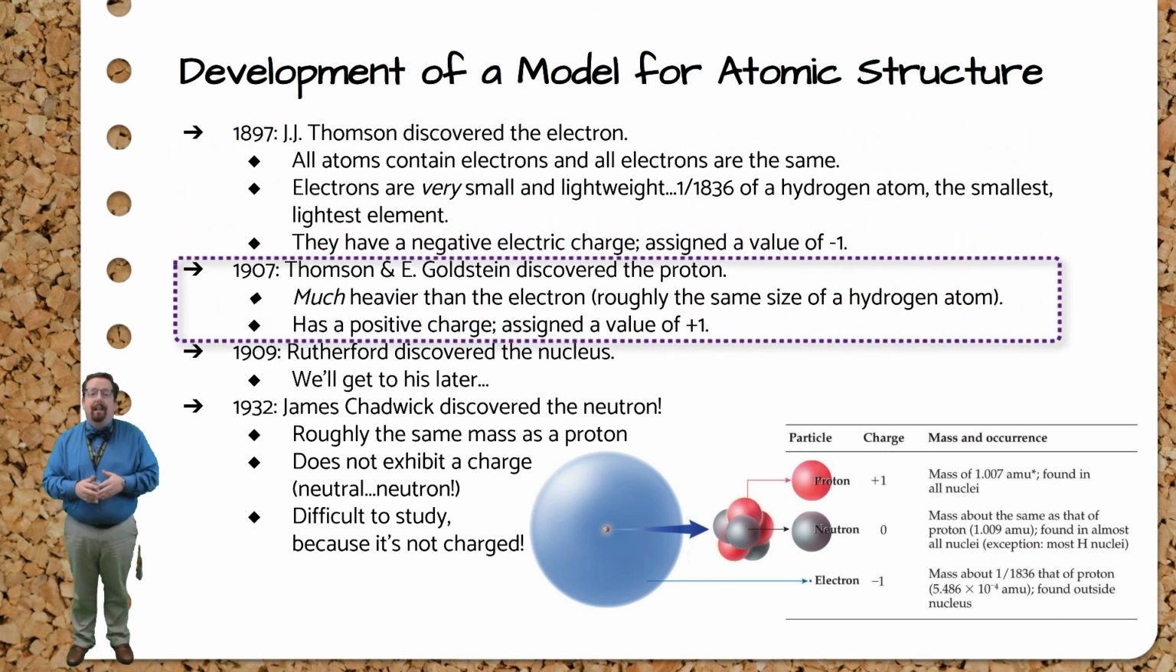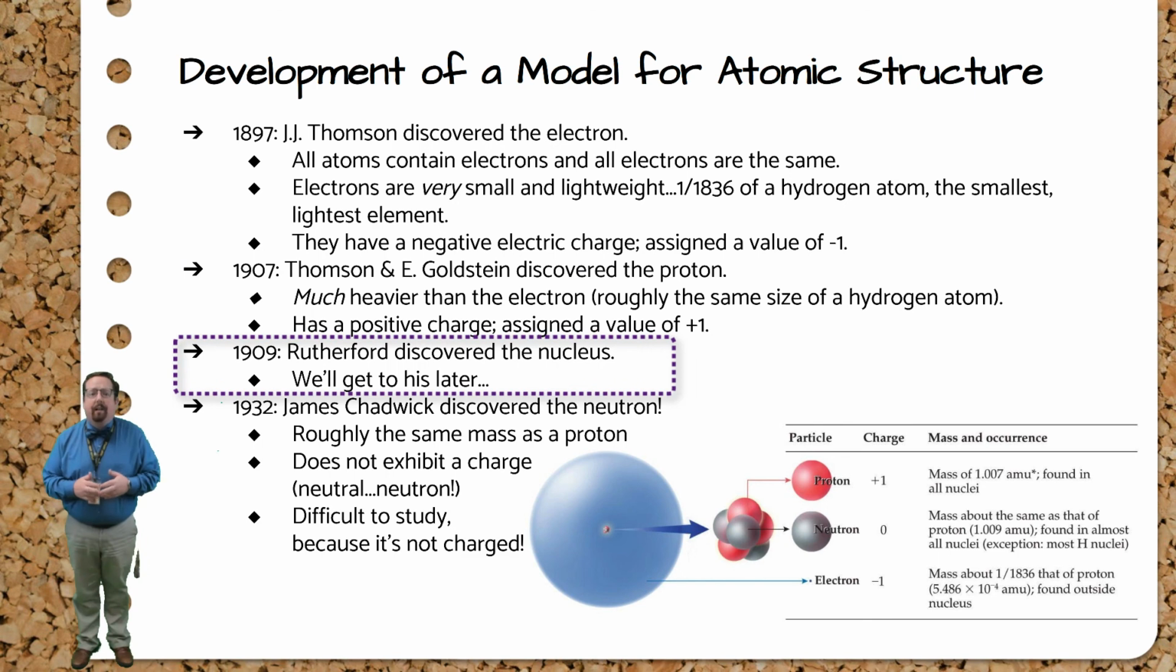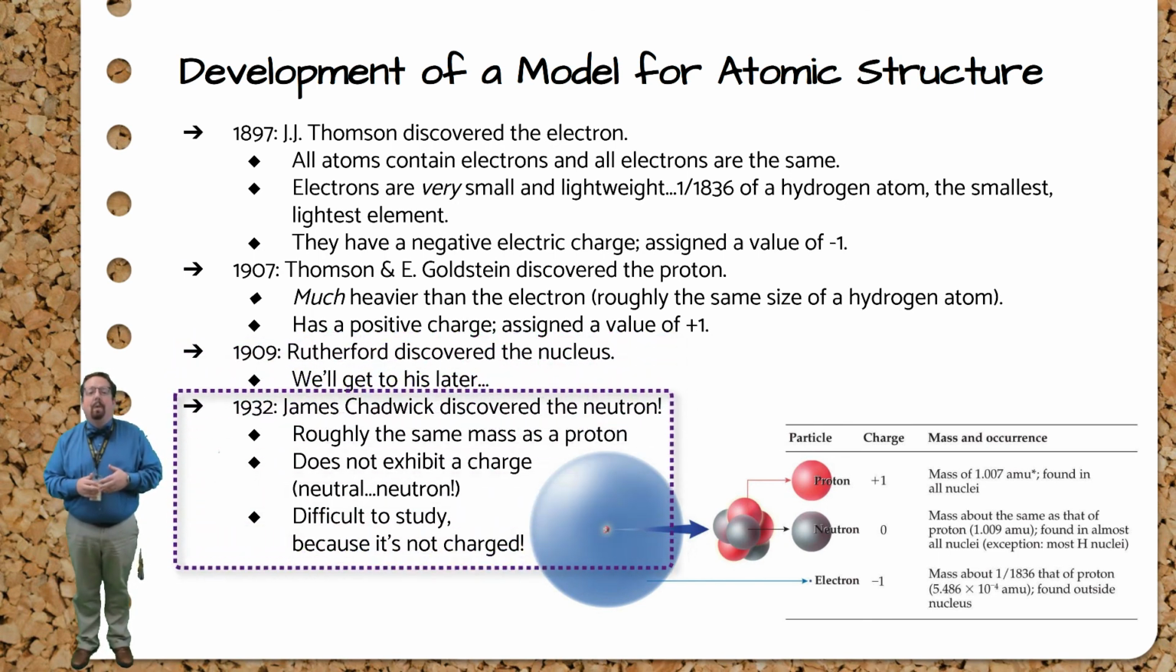About 10 years later, he and another scientist discovered a much heavier particle that we call the proton. It's roughly the size of a hydrogen atom and has a positive charge, which we assign a +1. A couple of years later, Ernest Rutherford discovered the nucleus, which we'll talk about here soon. Then 23 years after that, James Chadwick discovered another particle that's about the same mass as a proton but exhibited no charge. Since it was neutral, he called it a neutron.